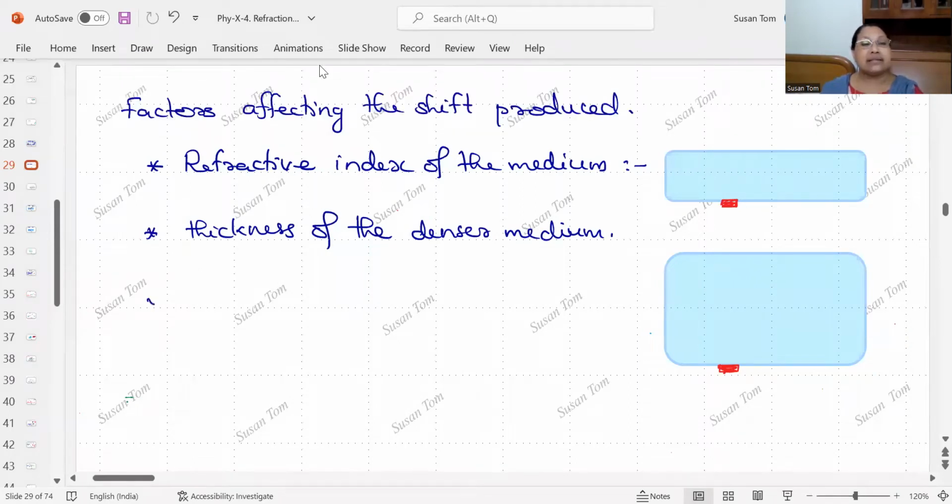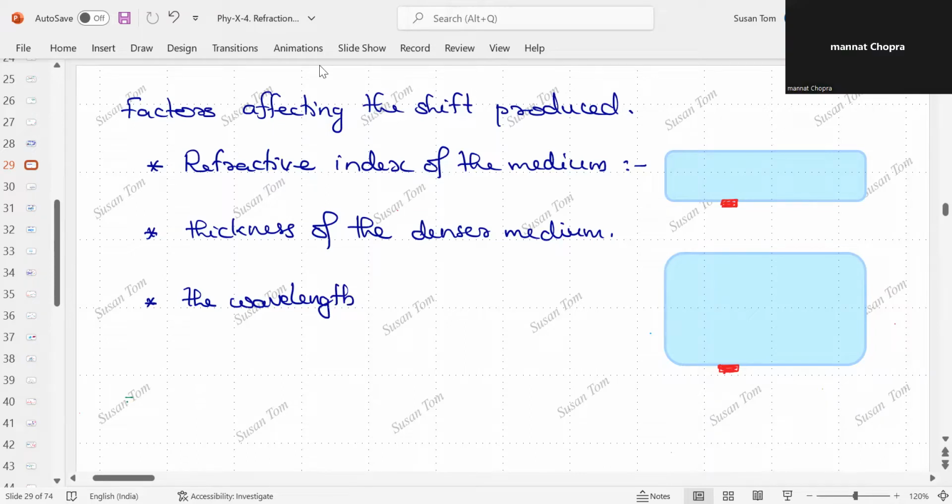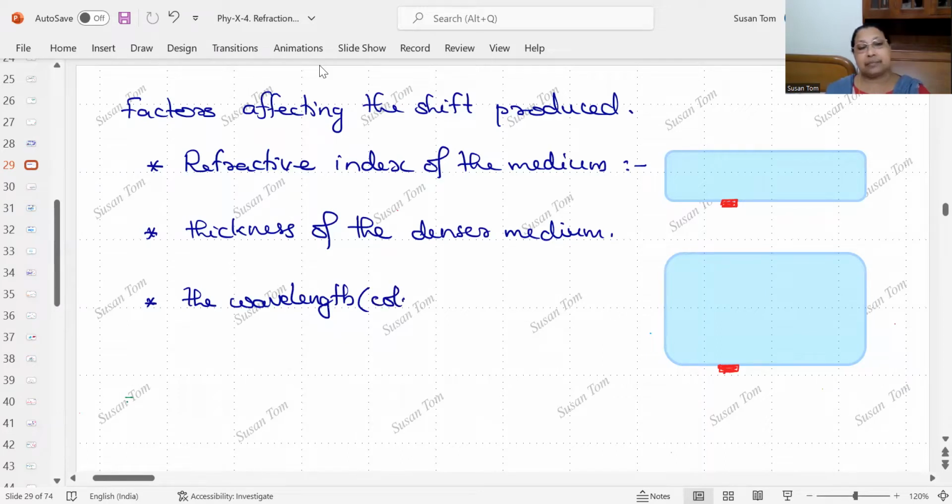Third is the color or wavelength of the incident light. You know, different colors have different wavelengths, children. Violet has got about 400 nanometers, and red has got 800 nanometers, and all the rest of the colors are in between, with intermediate wavelengths. So, the wavelength, or we can say the color, of the light.